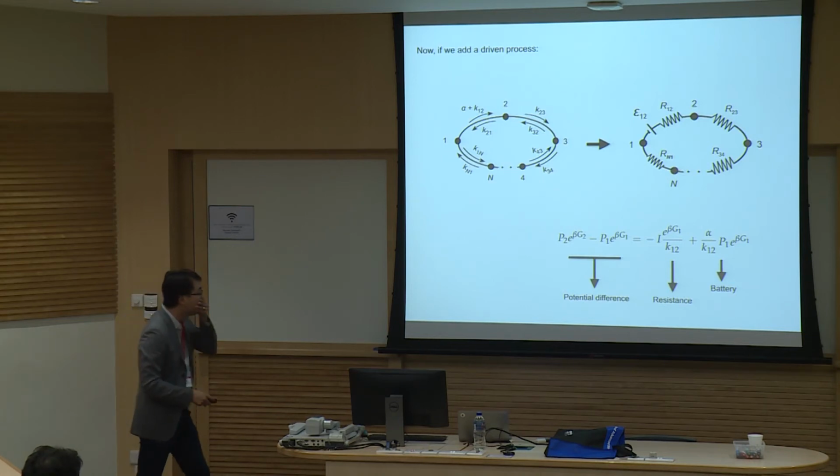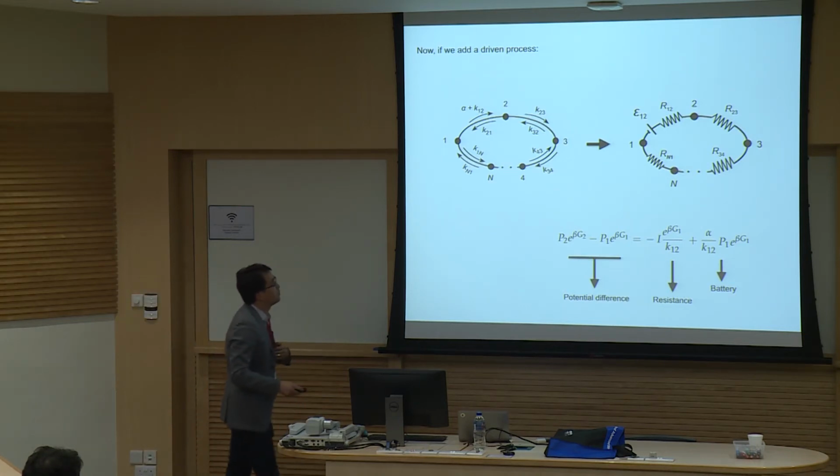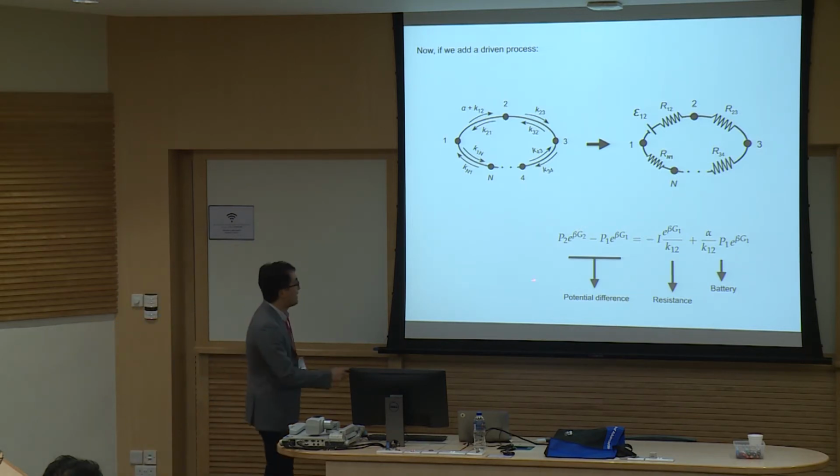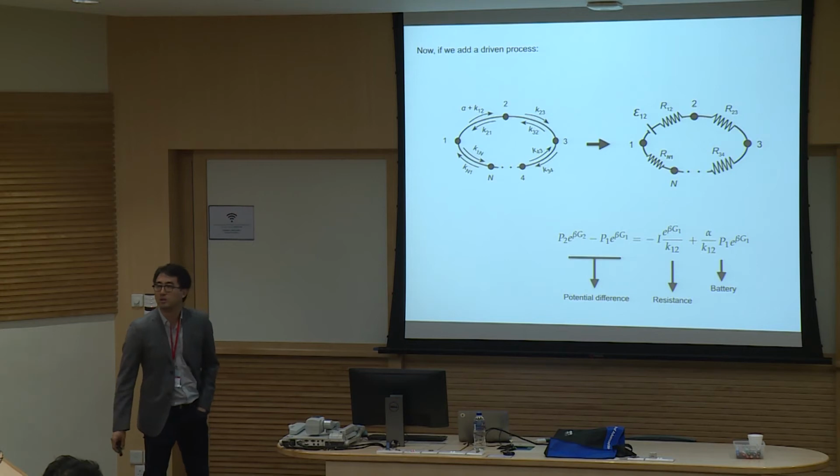So to continue the mapping then, I've already defined this part as the resistance, the resistor. I'm going to define this as the battery. And I'm going to define this term to be the potential of a state. Okay, so notice that it's a state function. It's only a property of the state, which is the probability of the state normalized by its equilibrium probability. That's going to be what I call the potential of a state.